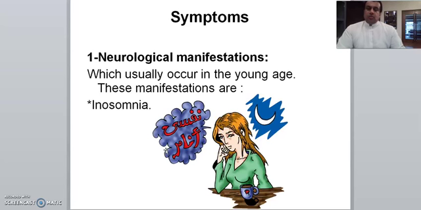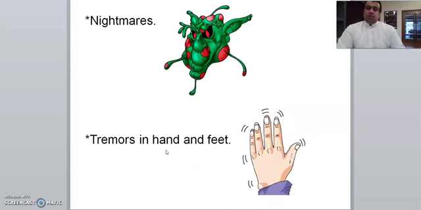Now the clinical manifestations, what the patient is going to say to you. First of all, the neurological symptoms. The patients are generally of young age, with manifestations of insomnia. They come saying they are having sleepless nights, nightmares, tremors in the hands and the feet, and these are called rest intention tremors, and they happen when they want to do some work.